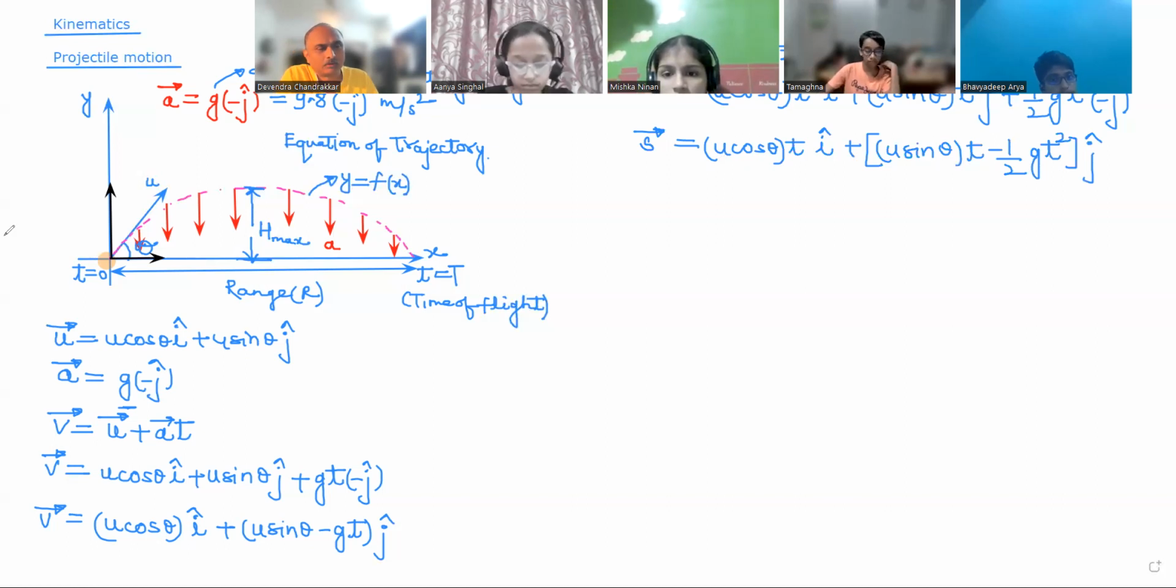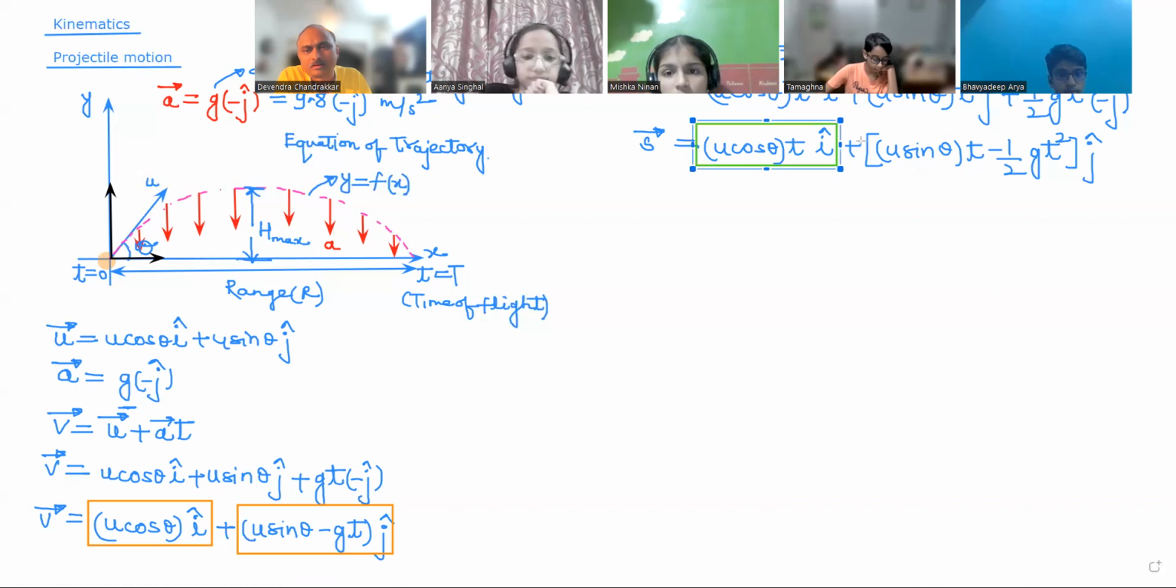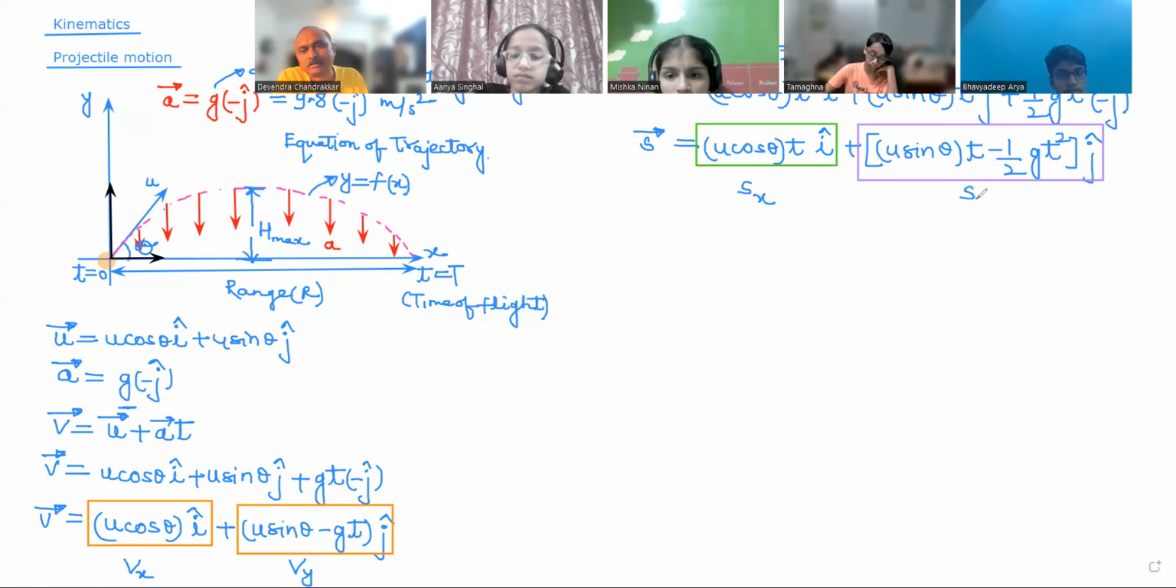So now, we will mark these expressions. Pay attention, all of you. This is velocity along the x-axis. This is the component of velocity along the y-axis. This is displacement along the x-axis. This is displacement along the y-axis. Yes or no? Or you can also say component of displacement along the y-axis. Yes or no, all of you? Yes, sir.